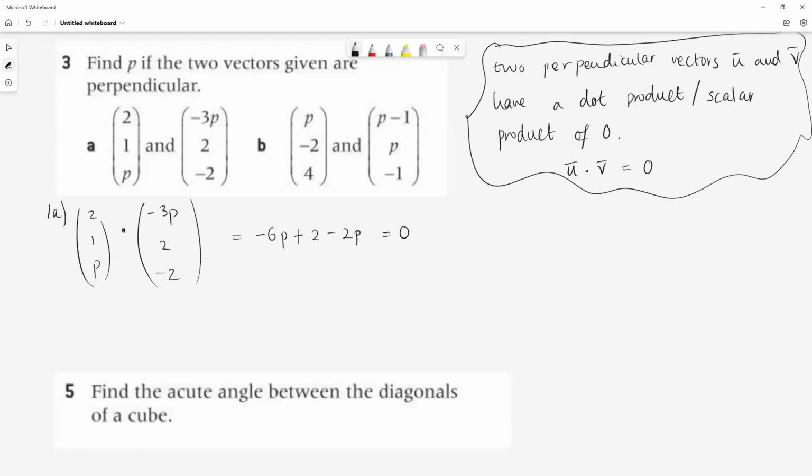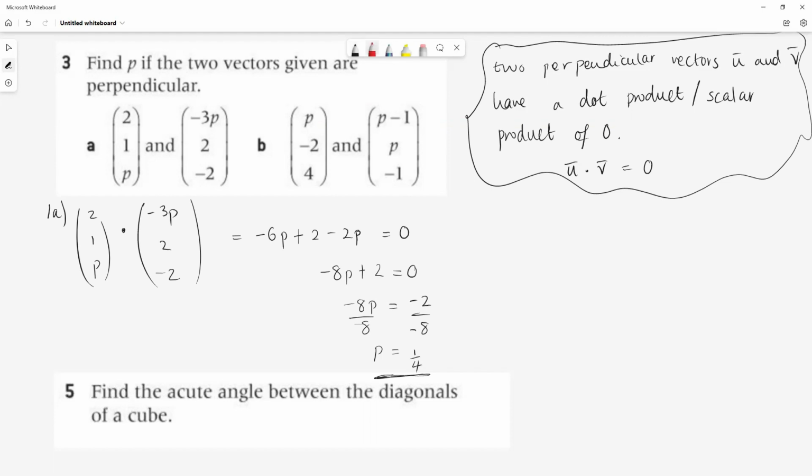And so then we get negative 6p minus 2p is negative 8p plus 2, that's equal to 0. And then we move 2 to the right side of the equation, so it becomes negative 8p is equal to negative 2. And then divide both sides by negative 8, and we get p is equal to 1/4.